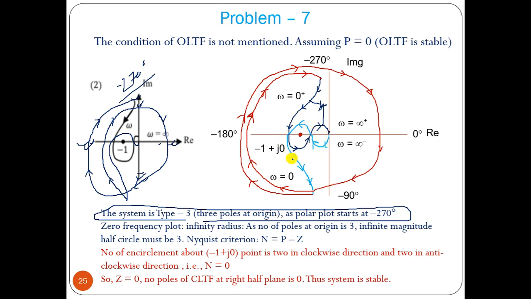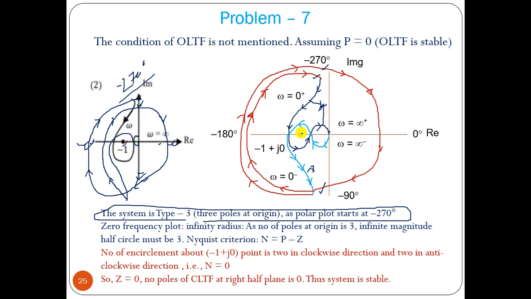After that the inverse polar plot, this is your inverse polar plot. Then we must have, due to the pole at origin, how many poles do we have? 3 poles we have, because it started from the minus 270 degree line. So we must have 3 half circles, infinite radius. This is one half circle, then the second half circle, then it completes as the third half circle. Now the point is here, at the minus 1 point.